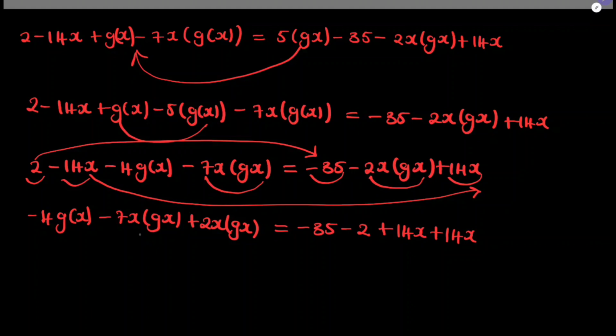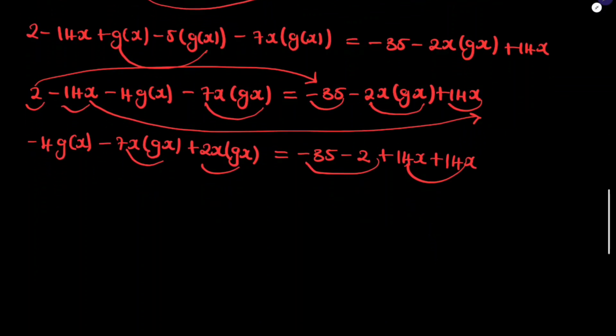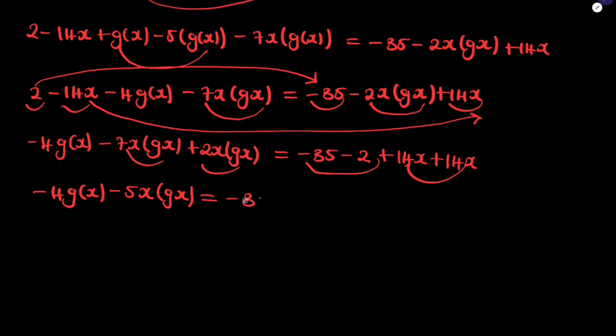Okay, so now let's simplify. So these two can simplify, these two can simplify, and these two can simplify. So we are going to have -4g of x - 5x times g of x equal to -35 - 2, that's -37, plus 14x plus 14x, that is 28x. Okay, so that is what we have.